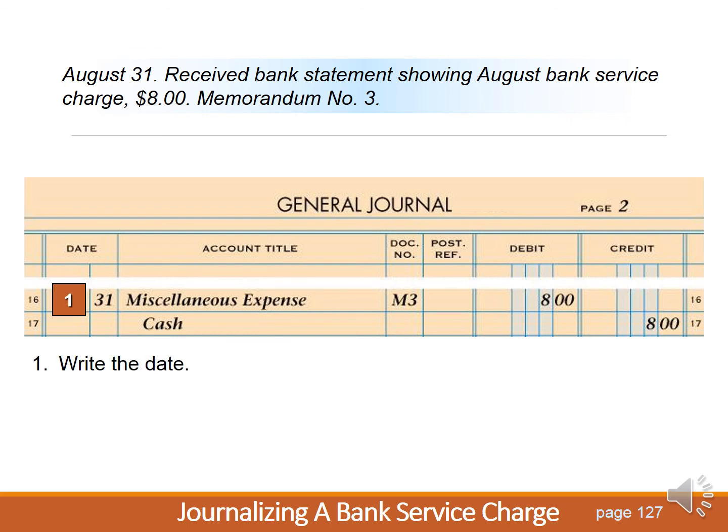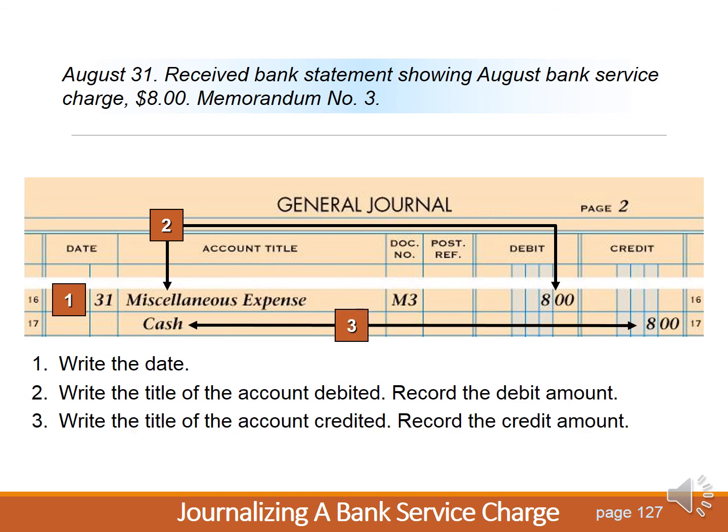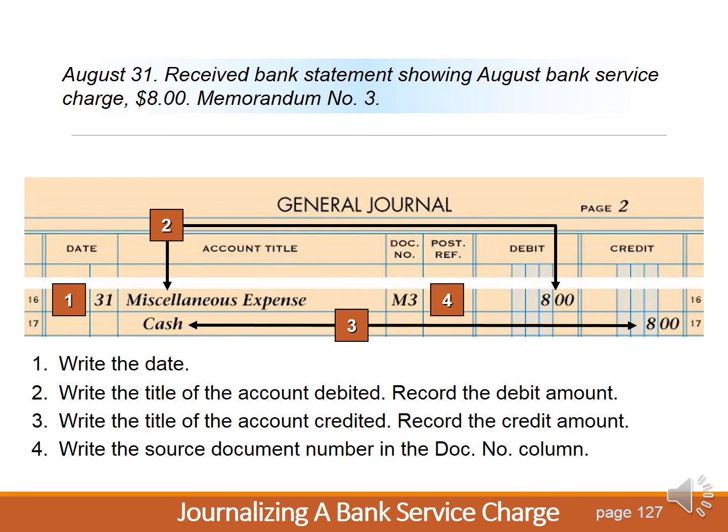We're going to write the date. The account we will use for the service charge is miscellaneous expense, and it will be debited. And then we will credit our cash for $8. The last step is to record our source document or objective evidence in the document number column.